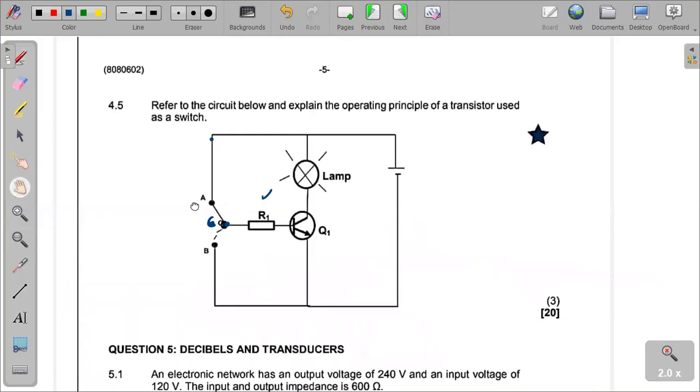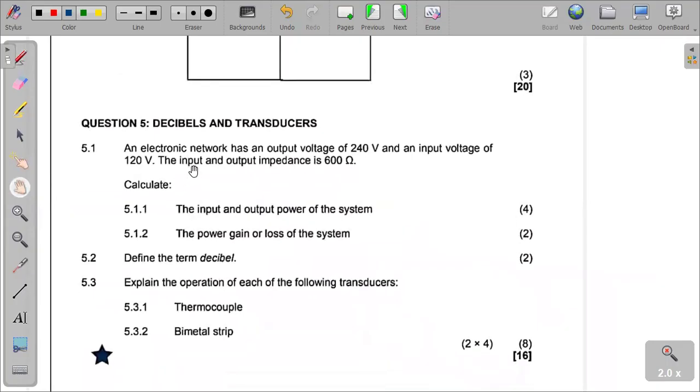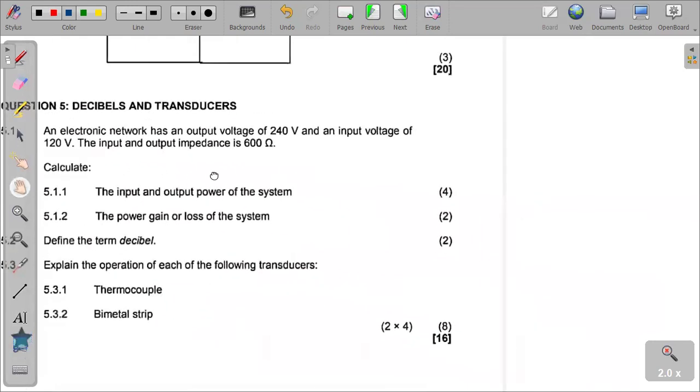Okay, let's go to the next question, question number 5. Question 5.1.1 says: The electronic network has an output voltage of 240 volts and an input voltage of 120 volts. The input and the output impedance is 600 ohms. Calculate the input and the output power of the system.